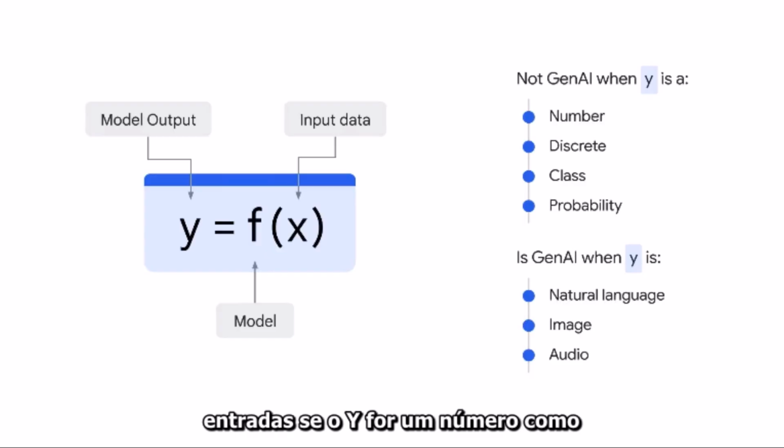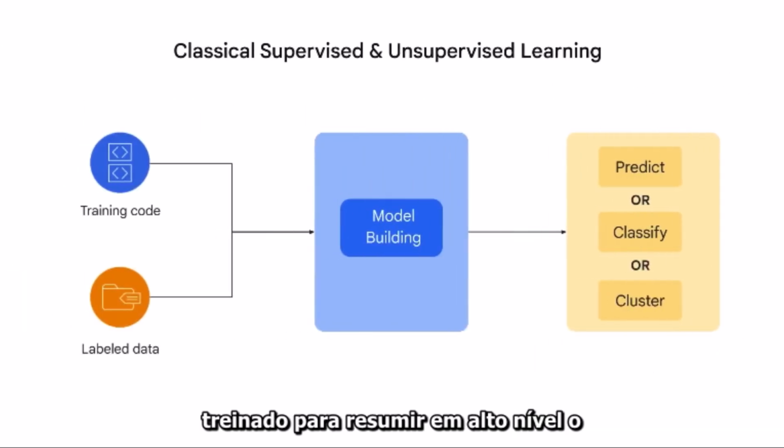If the y is a number, like predicted sales, it is not Gen AI. If y is a sentence, like define sales, it is generative, as the question would elicit a text response. The response would be based on all the massive large data the model was already trained on. To summarize, at a high level, the traditional classical supervised and unsupervised learning process takes training code and label data to build a model. Depending on the use case or problem, the model can give you a prediction, it can classify something, or cluster something.